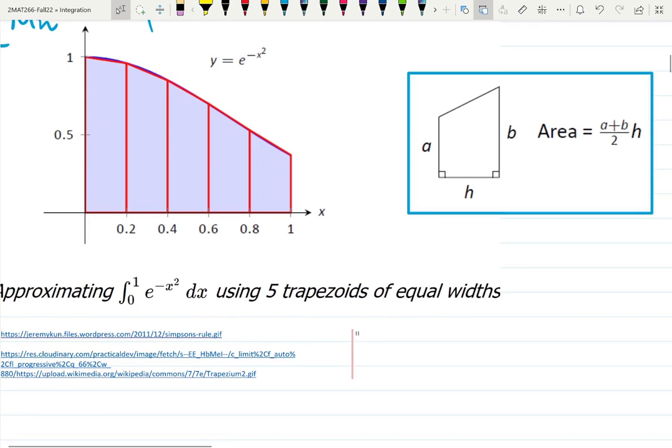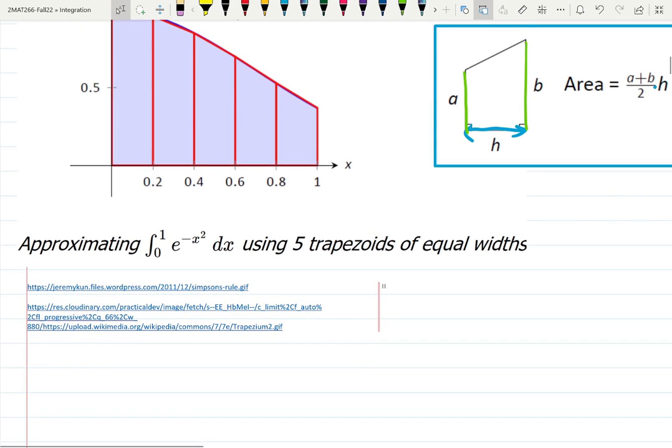So area of trapezoid is a plus b over 2 times the height. Well, in this case it's width, whatever you call it. Depends how it's lying down or standing. But basically 2 parallel sides are added, divided by half, and then multiplied by height. So let me show you something pretty cool, something pretty awesome.